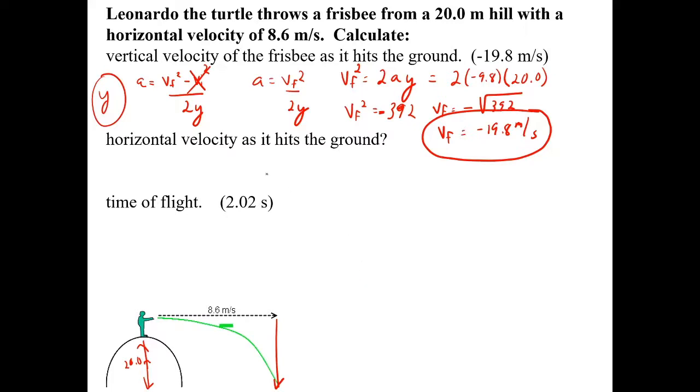The horizontal velocity as it hits the ground is what it asks us next. But remember, x and y are independent. There's no acceleration in the x direction. So this is nice. This is just 8.6 meters per second. It does not change.